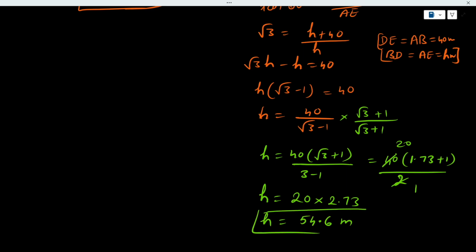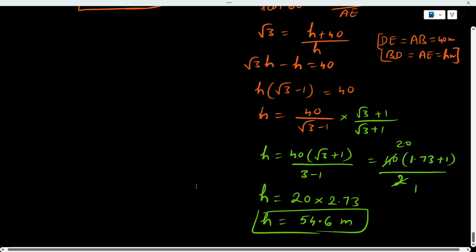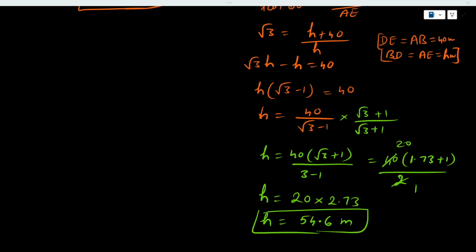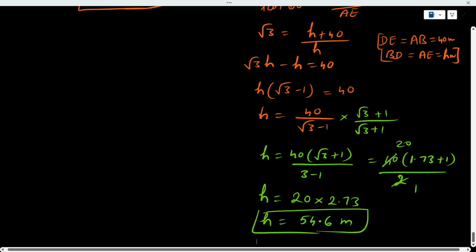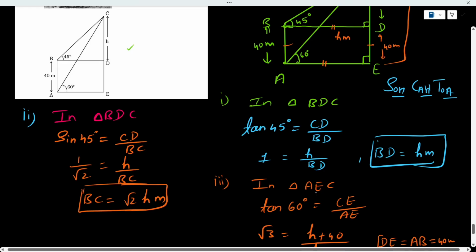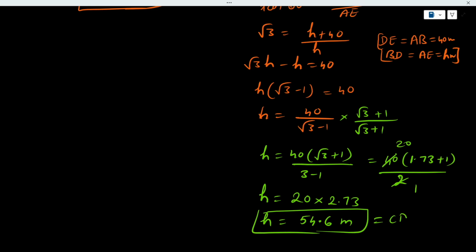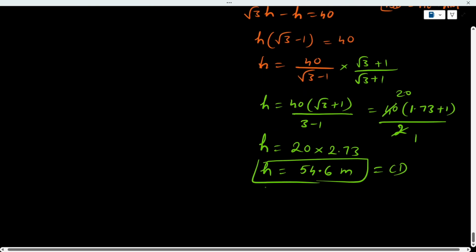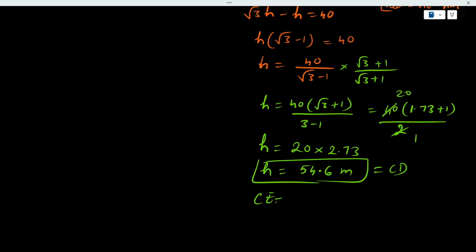This is h, not the height of the tower, because we need to find out the height of the lighthouse. So we need to add here. H is nothing but, if you see the figure, H is CD. We need to find out this full length, which is CE. So you need to add 40. This is nothing but CD. How to get CE? It will be CD plus DE, which is 54.6 plus 40, that is going to be 94.6 meter.